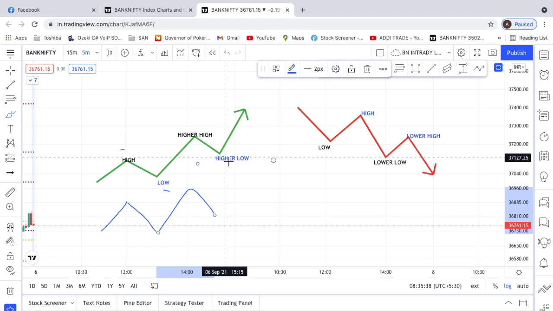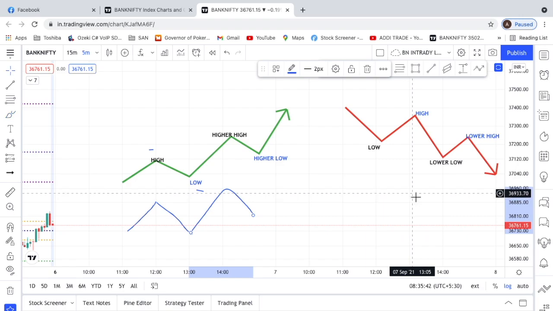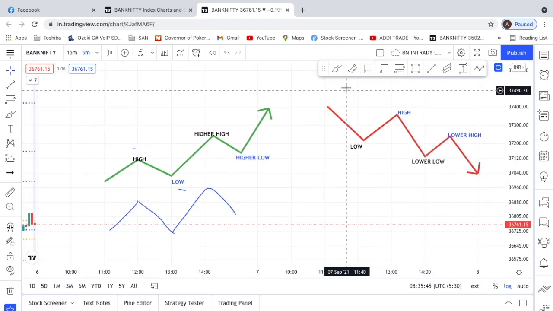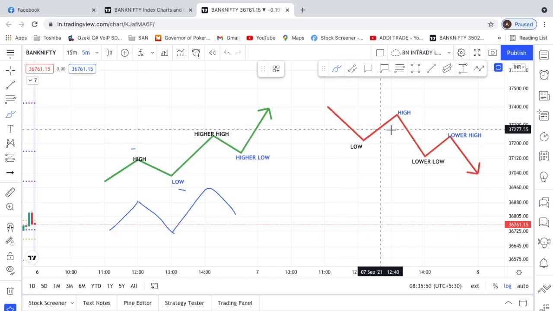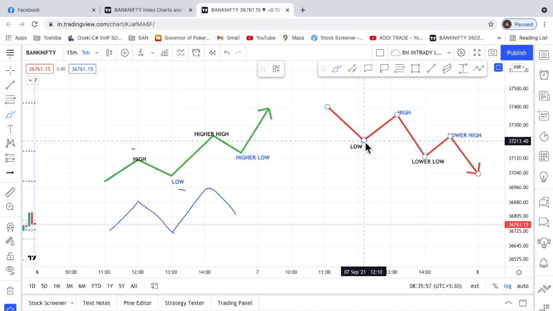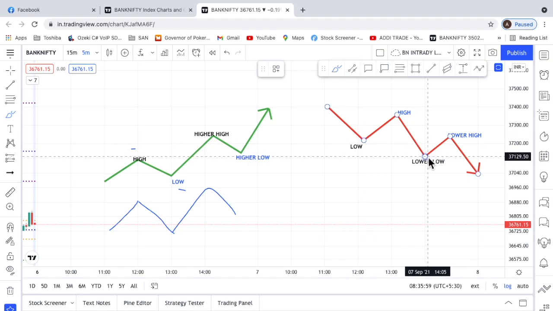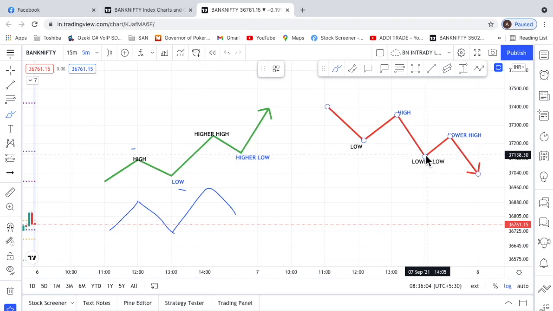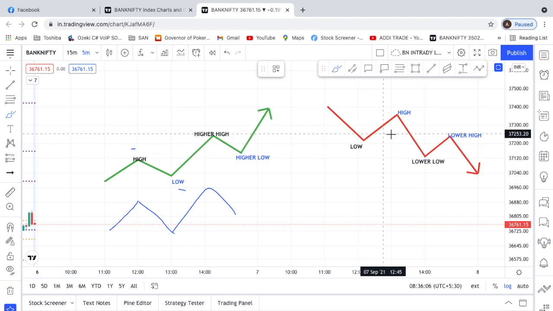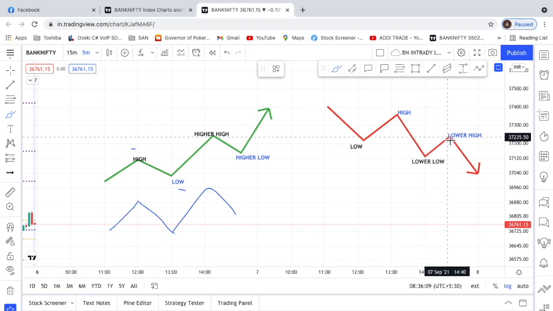So this is how the market moves in an up direction, and in a downtrend, when the market is going down, we move in this fashion. That is, we make a low, then we make a high, then we make a lower low. What is this lower low? See here Bank Nifty is at 37,213. Over here Bank Nifty is at 37,129. So we have dipped 100 points. So this is a lower low compared to the previous low. And again we go up, make a lower high and go down. This is how we move in a downtrend.